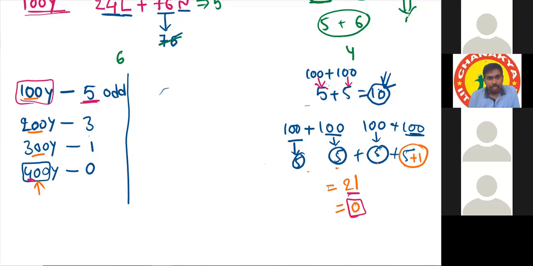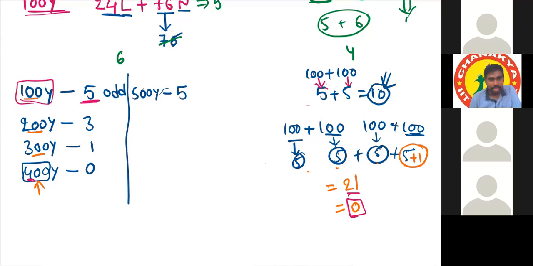Tell me, 500 years consists of how many odd days? Sir, 5 odd days. How? In 400 years, there will be 0 odd days. After that, you add 5, because 100 years gives 5 odd days. Very good. So up to 400 years it is 0, and the next is 100 years only. In 100 years, we know already it is 5.